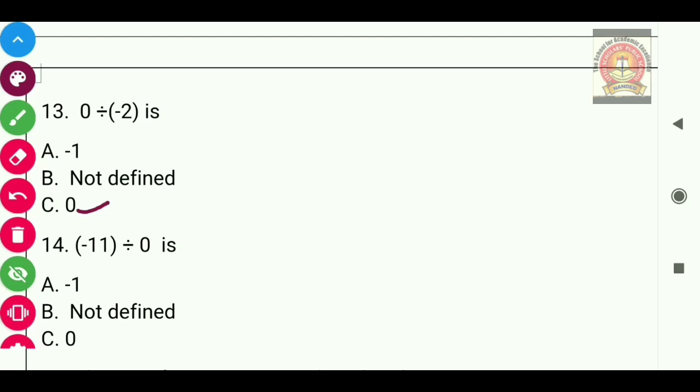In the next question, 14th question, minus 11 divided by 0. Here you are going to get division by 0, and we know that division by 0 is always undefined, or you can call it not defined. Division by 0 is undefined.